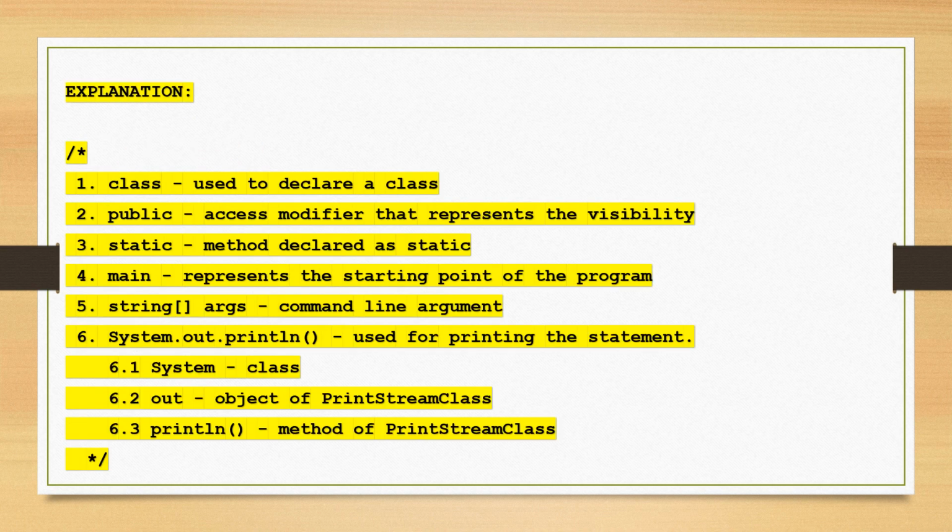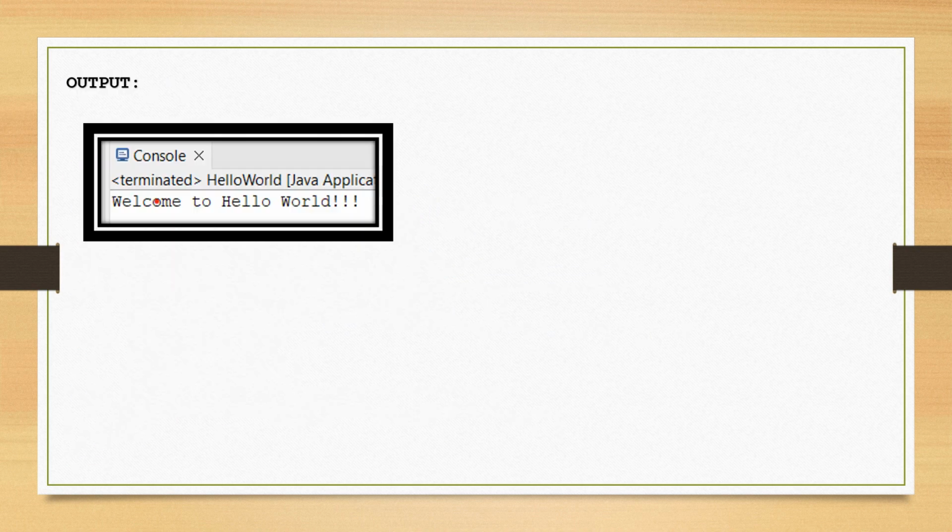These are the explanations. Class is used to declare a class. Public is an access modifier which represents the visibility, which means it is visible for all the users. Static means the method is declared as static. Main represents the starting point of the program. String args is a command line argument. System.out.println is used for printing the statement. Here System is a class, out is an object of the PrintStream class, and println is a method of the PrintStream class. This is the output.